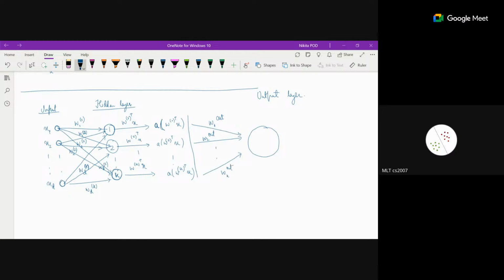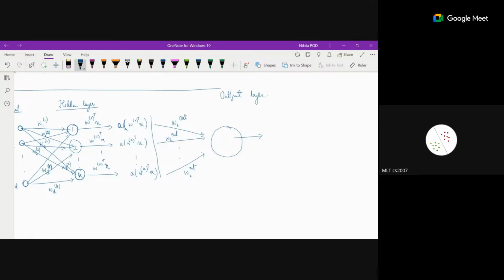All right. So once everything goes into the output layer, the final output that you get is W out transpose, your A of W1 transpose X, and so on till A of WK transpose X. So this is the final output.